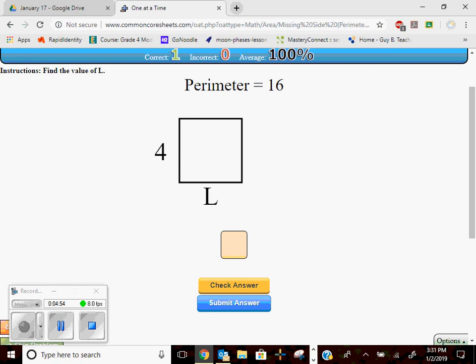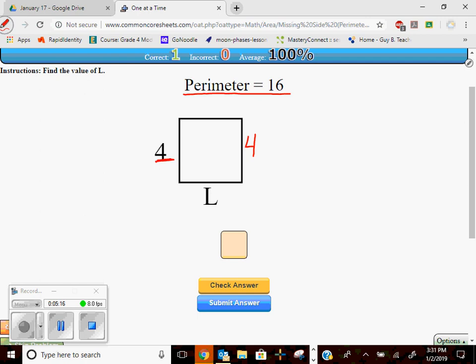And we know that the perimeter is 16. We know that the opposite sides of squares, of rectangles, and squares too, are the same. So if this side is 4, that means that this side must also be 4. Let's plug into our formula what we know.